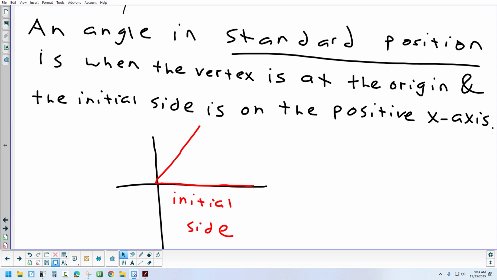Okay, how about if I did something like this? Is that angle in red still standard form? No. Marcelo, what's wrong with that? It's too far away. Can you be more specific? The vertex is not at the origin. Correct. Right. How about if I did something like this?